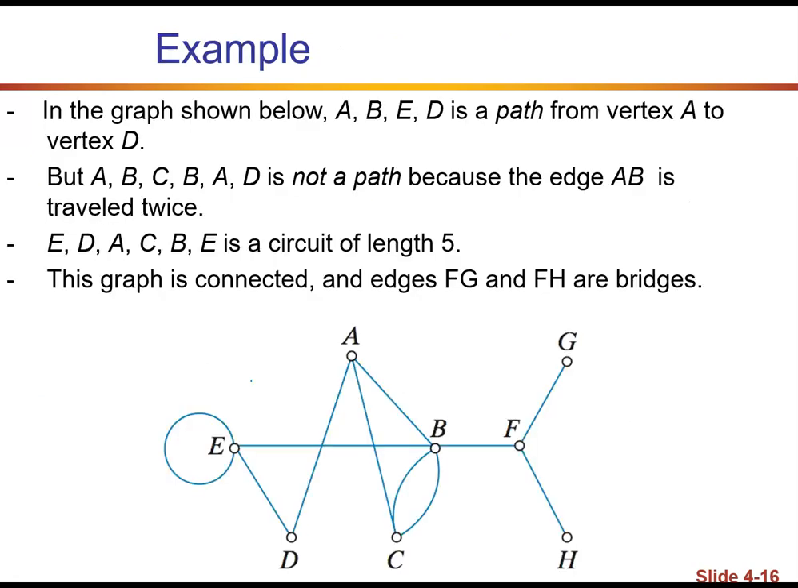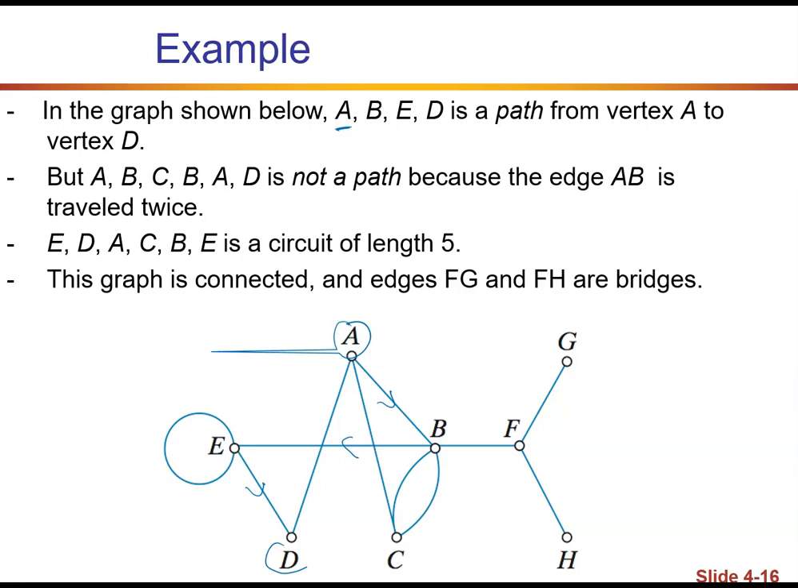So again, let's take a look at the same graph that we've been going over. In this graph, we have a path. Starting here at A, then we go to B, then we go to E, then we go to D. And that's a path from A to D. So we started here and we ended here. But ABCBA is not a path because edge AB is traveled twice.